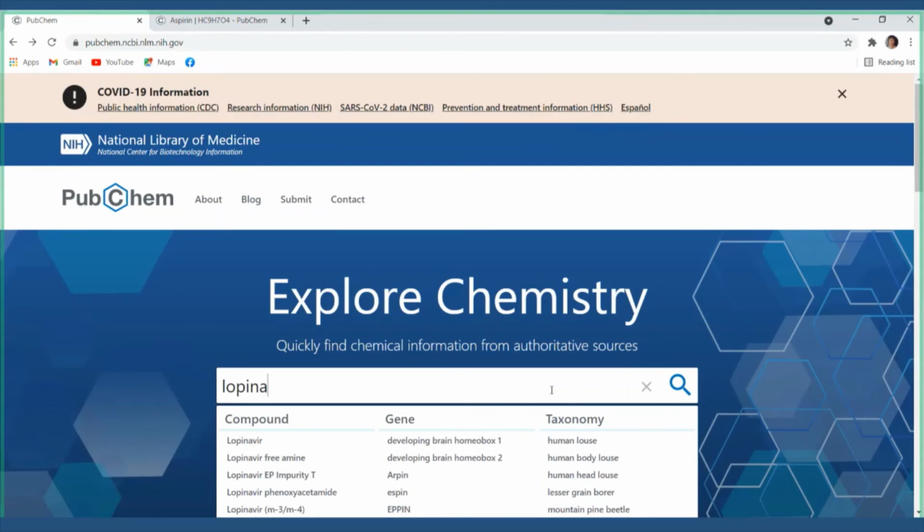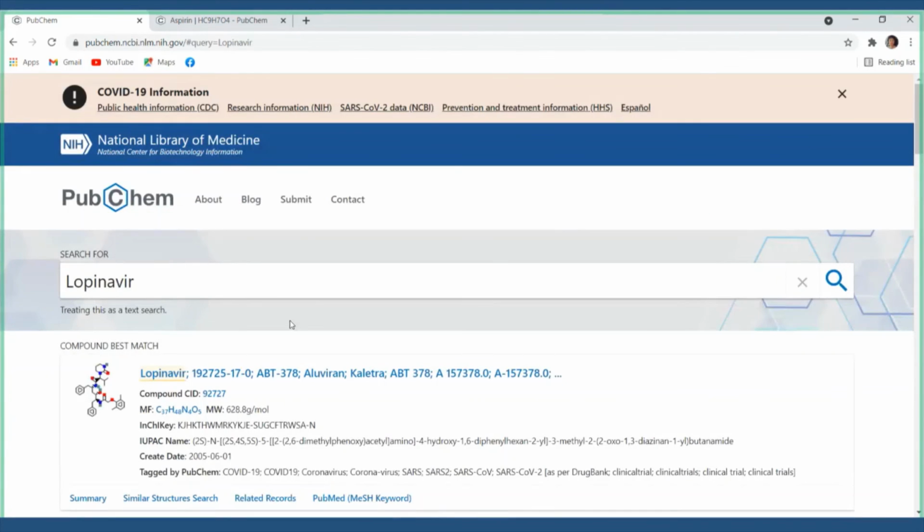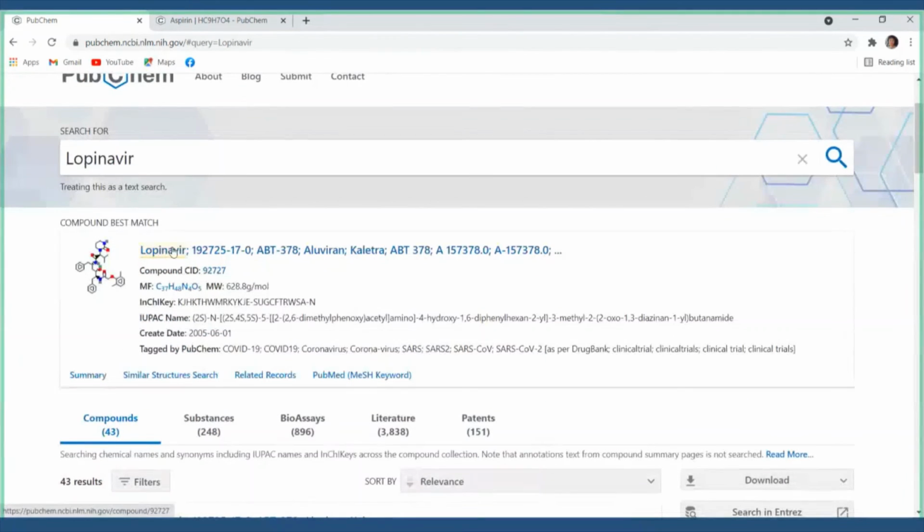Okay, and you see right there, it says compound, chain, taxonomy. It's just the general taxonomy of that name. But what we need is the compound. We have compound, gene, interact, and taxonomy. You understand? We are looking at the compound. This is the compound that we are interested in. So this is Lopinavir.